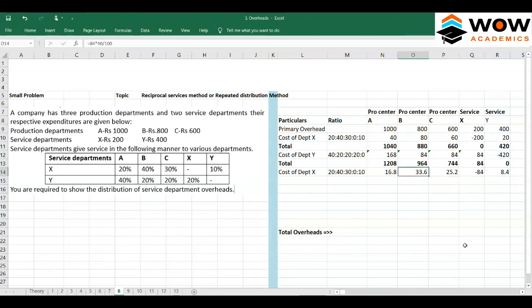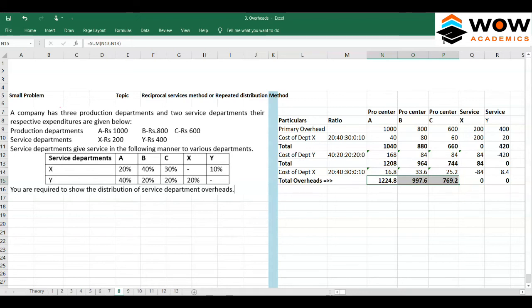If you want, you can close it here by getting the total, because it has come to a single digit. We don't need to add it again. Okay, so we can take it as 0 for the last one and we can finish it off. So that's about the overheads here. So both X and Y have been effectively cancelled out, and the only thing now remaining is the production centers. Okay, so that's about the reciprocal service method or repeated distribution method.